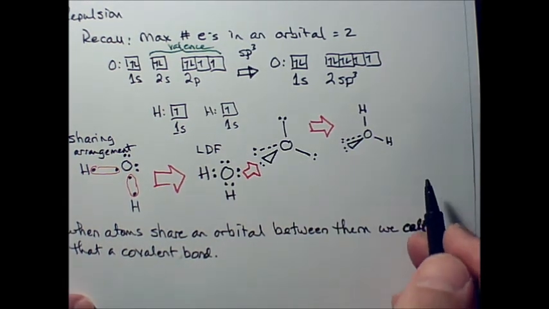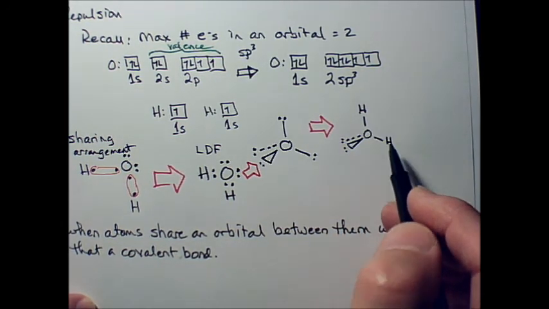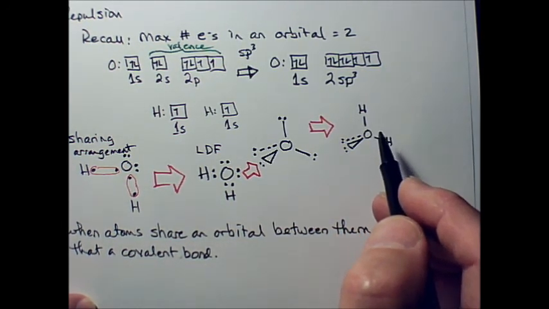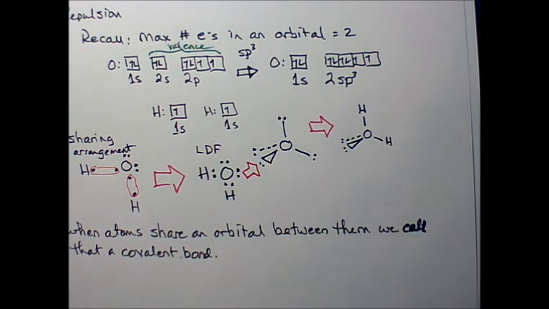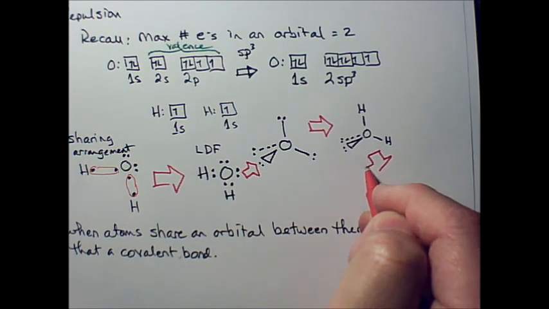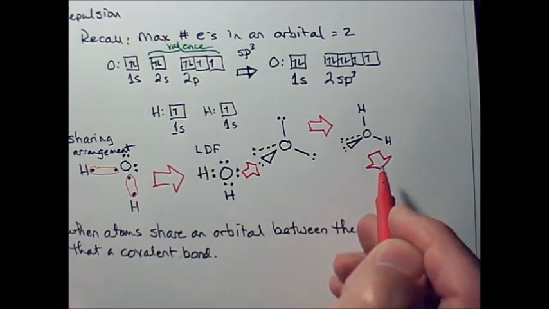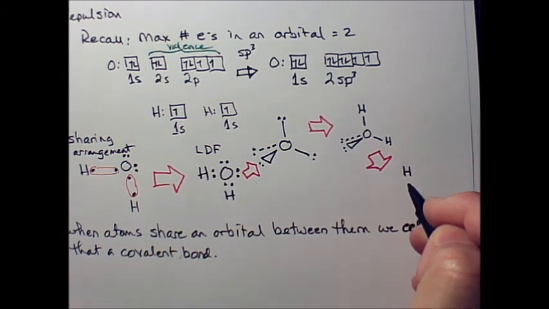And then the last stage is to take those, redraw the same drawing, and take off the lone pairs. And if you do that as I've taught you to do it, you will get a bent molecular shape.